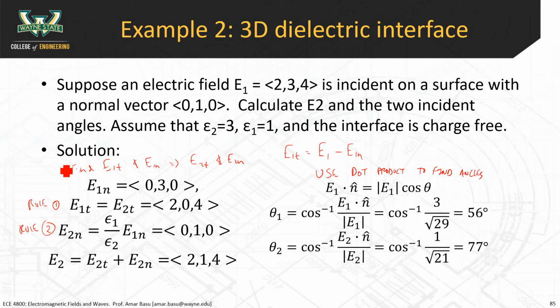So essentially we had a two-step strategy. Decompose the electric field into the normal and tangential components. Use that to find the normal and tangential components of the electric field on the other side of the interface. That gives you E2. And now you just find the angles, you use the dot product to find the angles of E1 and E2. Okay, so pretty straightforward plug-and-chug type question. Just need to recall your vector math there.